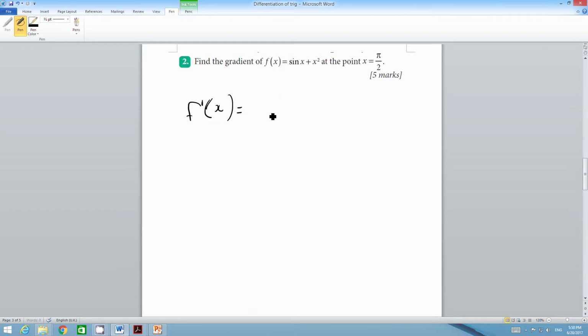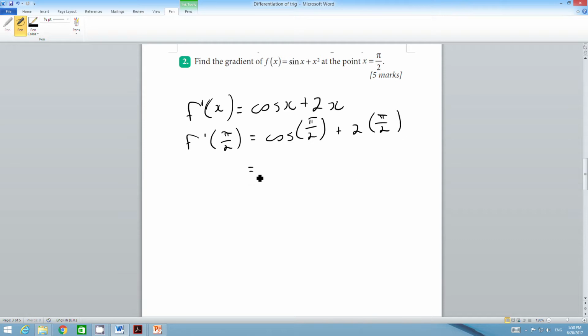The derivative of sine of x is of course cosine of x. The derivative of x to the power of 2 becomes 2x. Now when they tell me to find the gradient at a point, I have to plug this point into the derivative. So this will be pi over 2. Now I'm going to write here cosine pi over 2 plus 2 times pi over 2. Of course, from our previous knowledge, we know that cosine of pi over 2.